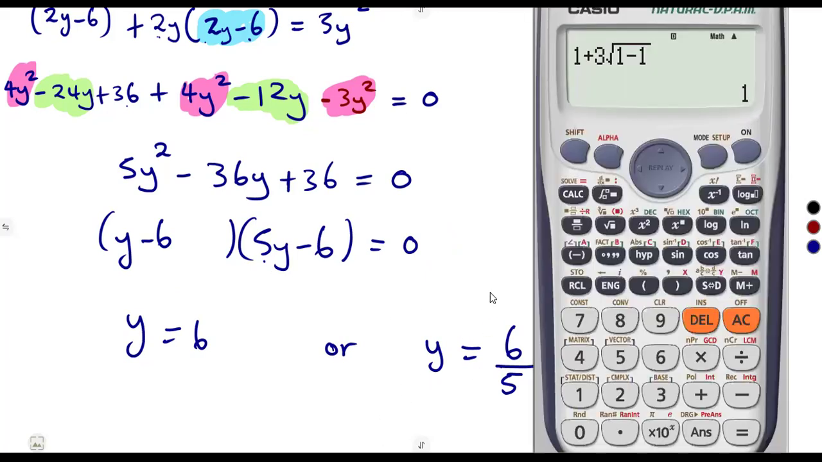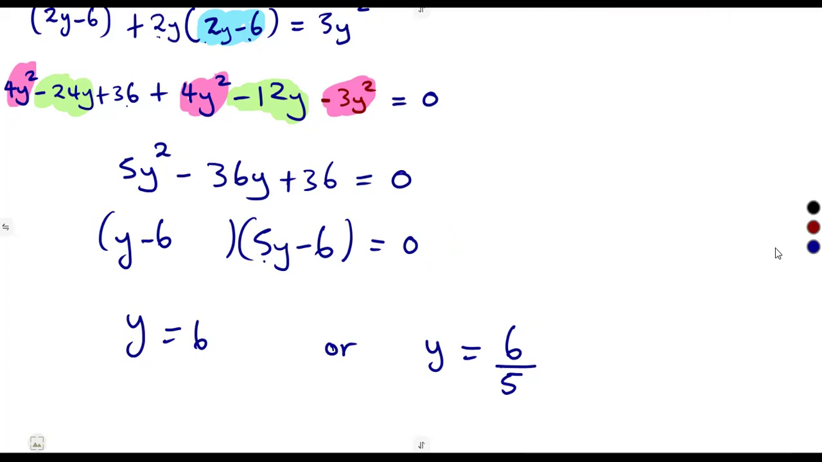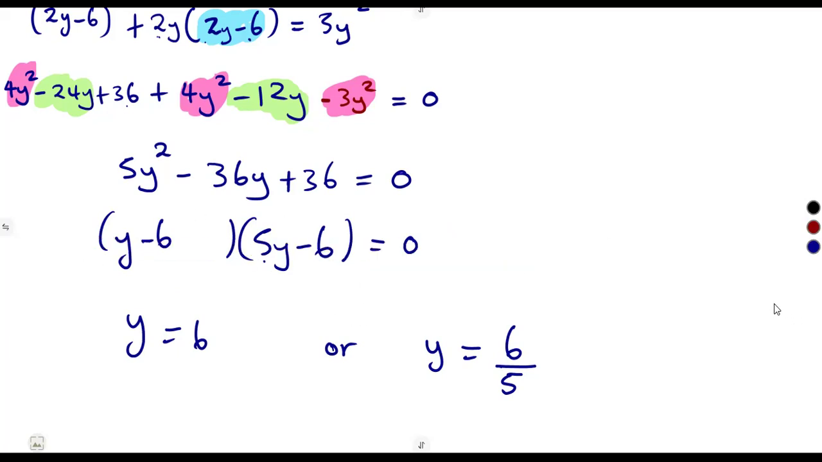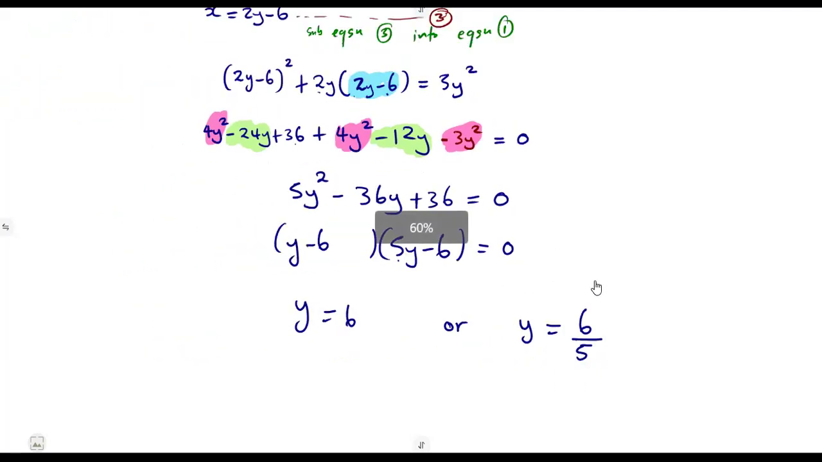6 over 5, guys. 6 divided by 5 is what? That's 1.2. So meaning to say, if you are having 1.2 and 6 from your quadratic formula, it is okay. You can use your factorization. It is okay also like that. So finding these values, it is in your hands, guys. This is a quadratic equation.